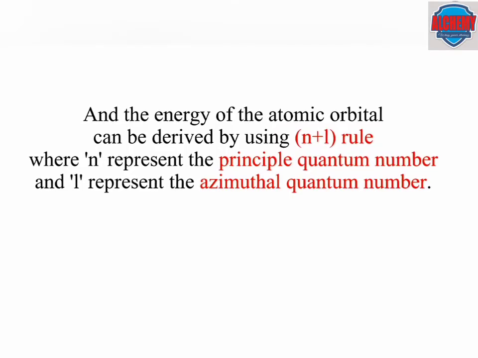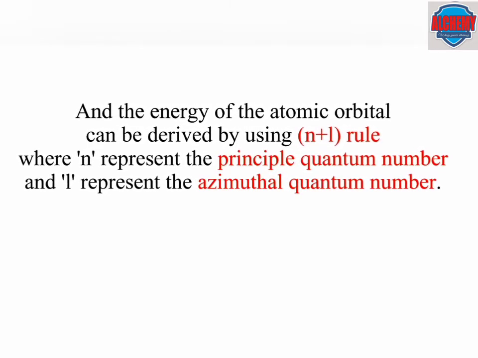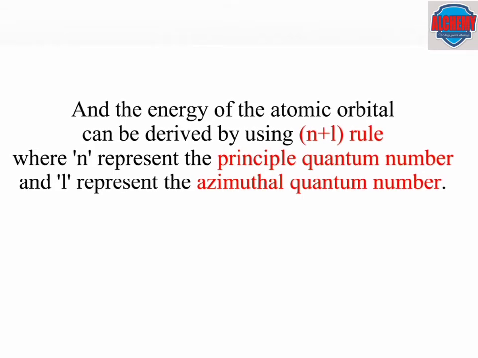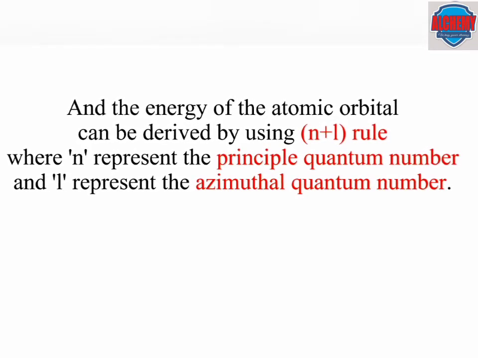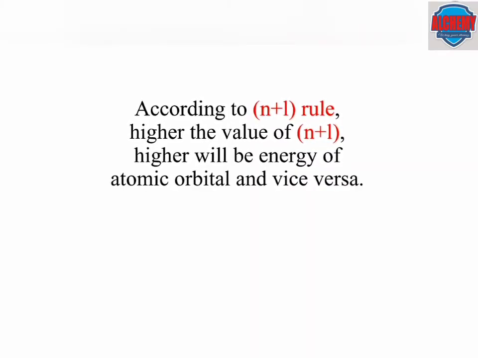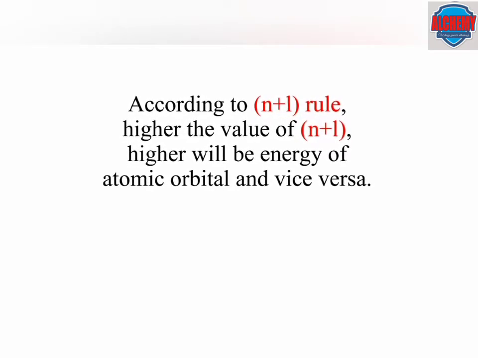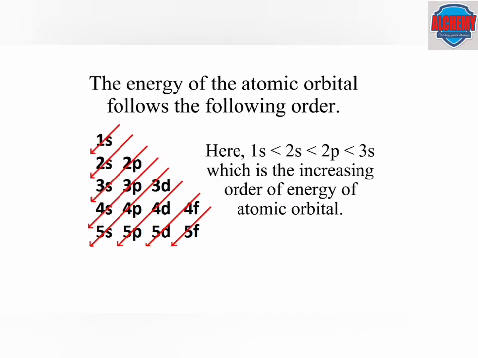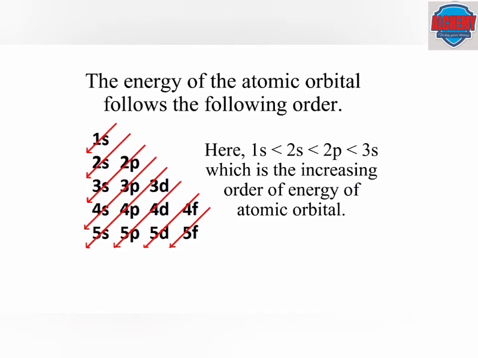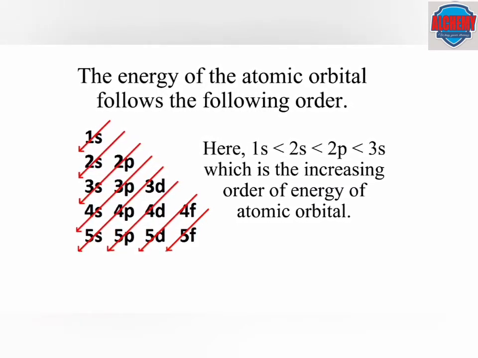The energy of the atomic orbitals can be derived by using the n plus L rule, where n represents the principal quantum number and L represents the azimuthal quantum number. According to the n plus L rule, higher the value of n plus L, higher will be the energy of the atomic orbitals and vice versa. The energy of atomic orbitals follows the following order. This means that the 1s orbital will be filled first, followed by 2s, 2p, 3s, etc.